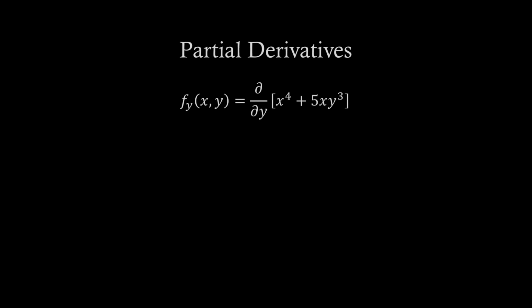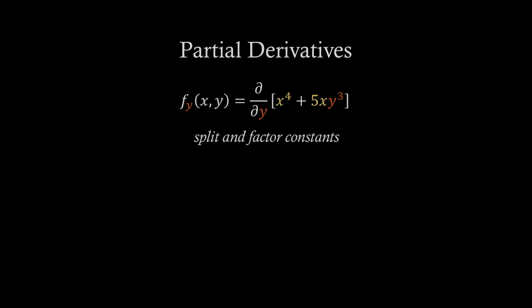We want to pay special attention to what our variable is. And again, if we keep practicing, this should become automatic. But our variable is clearly y, which means everything else is our constant. X to the fourth is our constant, and 5x is our constant.